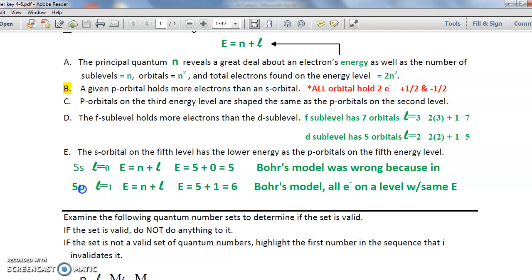What's the energy of the 5p? Well, the energy is n plus L. The n is 5. When you're in the p, your L is 1. 5 plus 1 is 6.